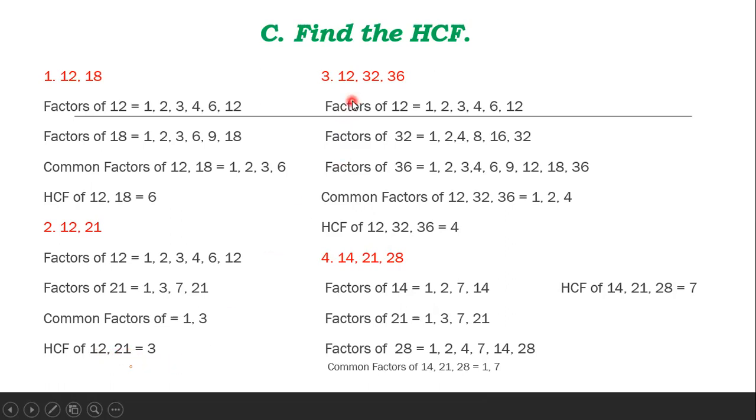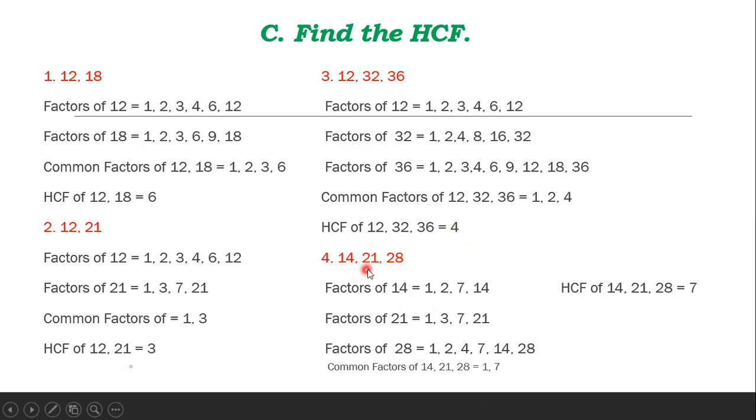Next, see here, three numbers they have given: 12, 32, 36. Factors of 12 equal 1, 2, 3, 4, 6, 12. Factors of 32: 1, 2, 4, 8, 16, 32. Next, factors of 36: 1, 2, 3, 4, 6, 9, 12, 18, 36. Now in all these three, the common factors are 1, 2 and 4. Here 4 is the highest number. So the HCF of 12, 32, 36 is 4.